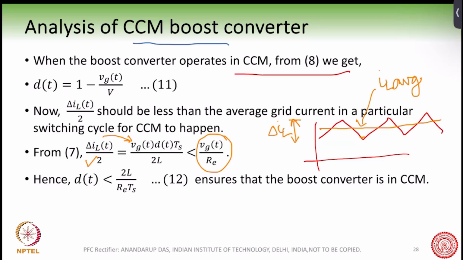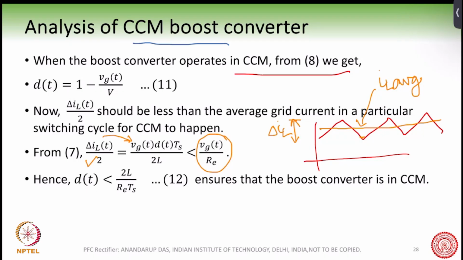Now, what is the average inductor current in one switching cycle? The average inductor current is nothing but the grid current, and the grid current is VGT by RE, where RE is the equivalent or emulated resistance. You will see how we repeatedly use that emulated resistance in our analysis. If we make this a perfect PFC boost, we can always model the grid current as VGT divided by RE, because the PFC boost converter behaves like a perfect resistor.